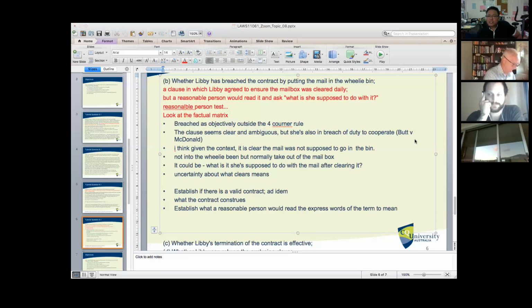Now, let's just address quickly this point by Martin, I think, that there is a duty to cooperate. Is there such a thing as a duty to cooperate? What exactly does that suggest? So is there a common law duty to cooperate, and what exactly does that mean?